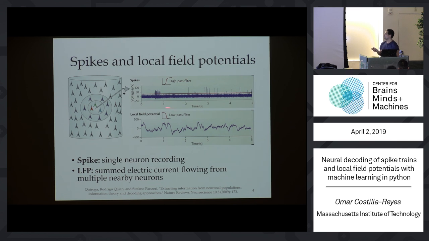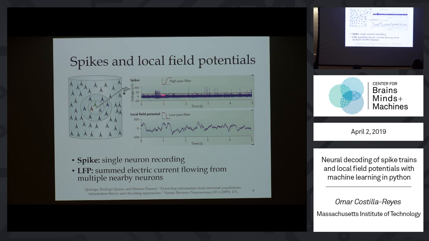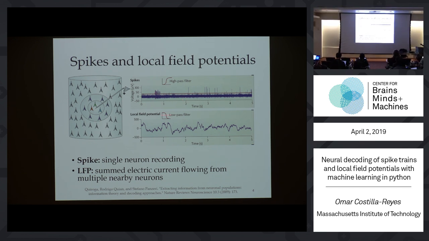Based on that, we can discriminate the spikes by the waveforms and also by the way we set this threshold here. And then we also have the low-pass filter that can help us obtain the summed electric current flowing from multiple nearby neurons. So the local field potential is more like a summation of what's going on around this probe here, while the spikes are single neurons that we can isolate based on this waveform.